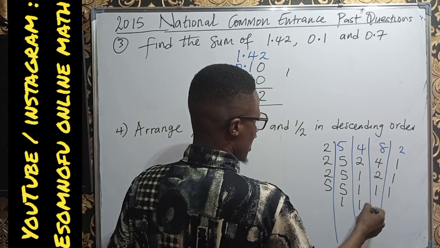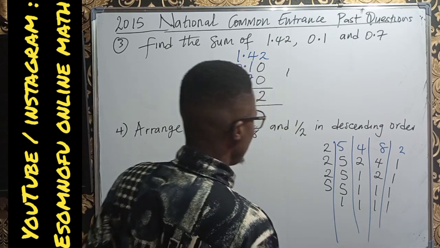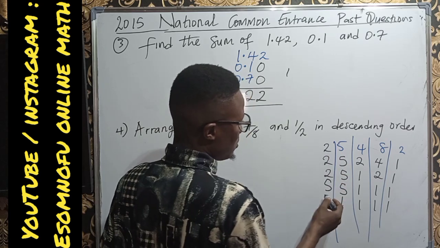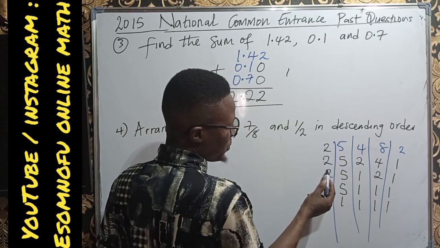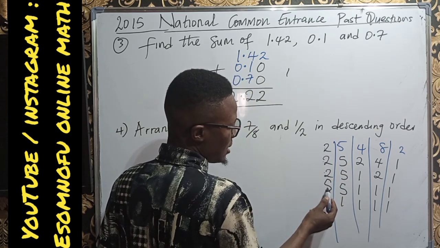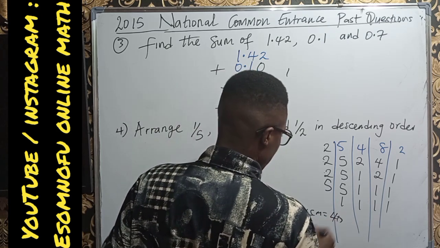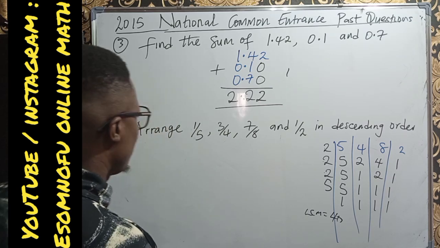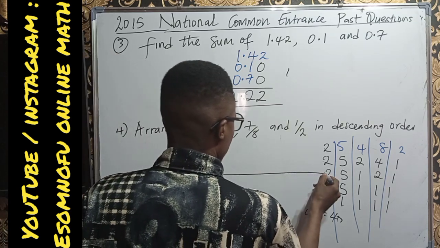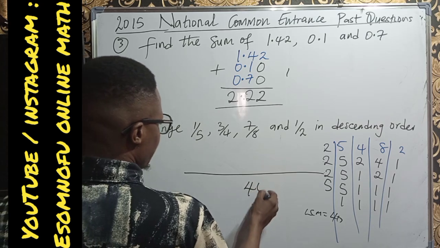5 here is 1, 1, 1, 1. So our LCM is just the product of all these numbers here. 2 times 2 is 4. 4 times 2 is 8. And 8 times 5 is 40. Therefore, our LCM is 40. So having known that the LCM is 40, just draw a straight line and write 40.